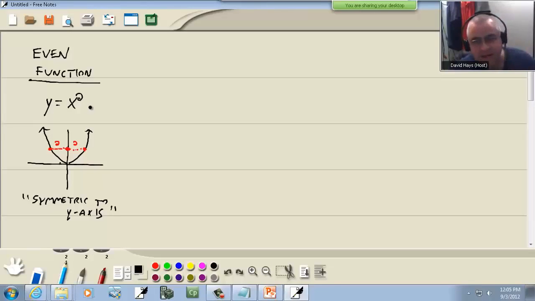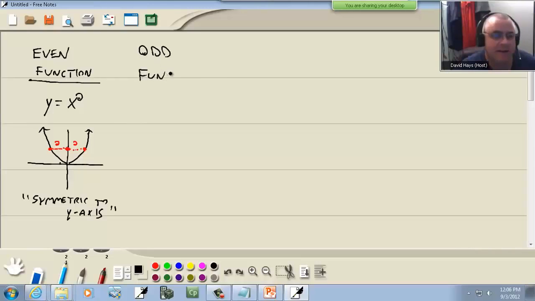So on a test, I always put on there whether a function's even or odd, and I tell you to explain why. The answer is that it's symmetric to the y-axis, not because it has an x squared. If you put that down, I'll take every point off, because again, I can give you a different problem with that x squared that isn't.